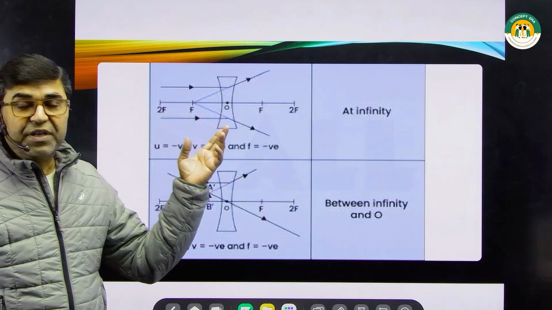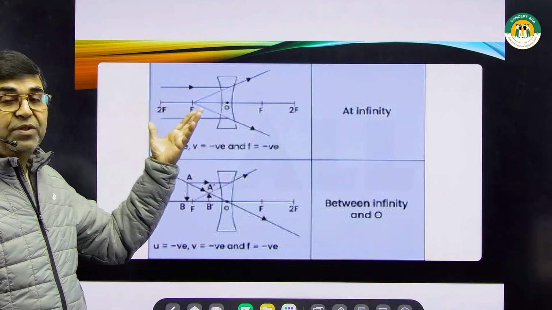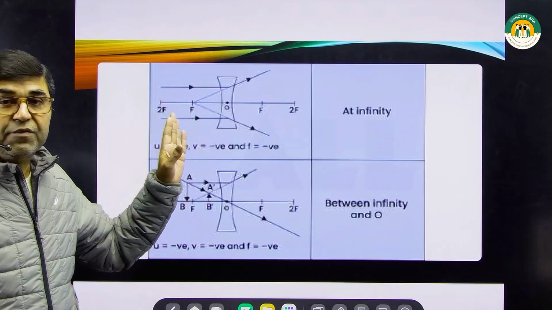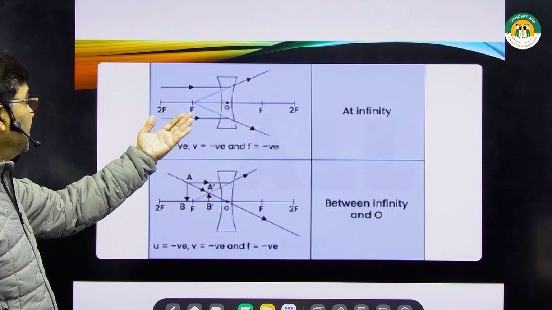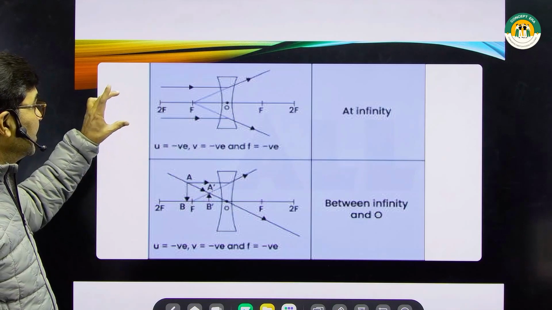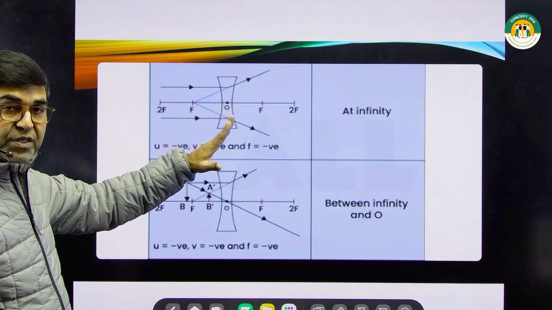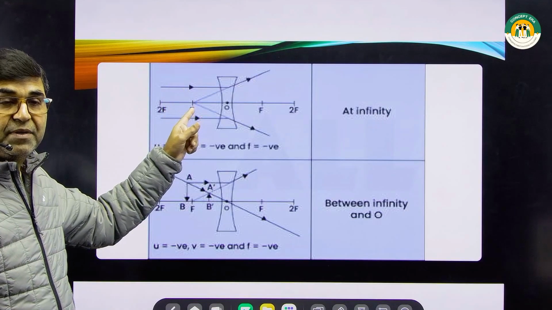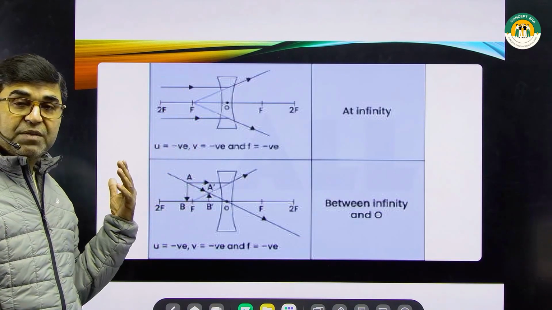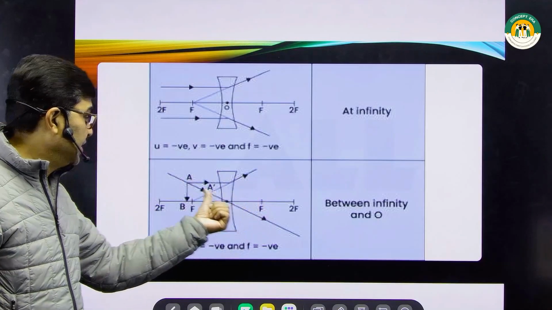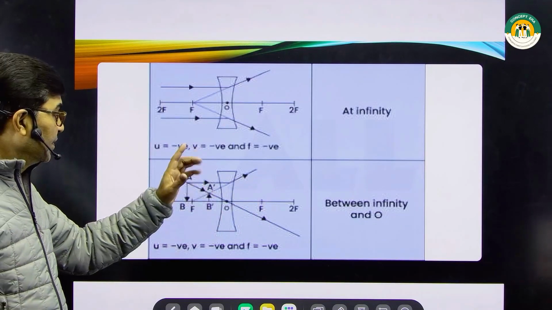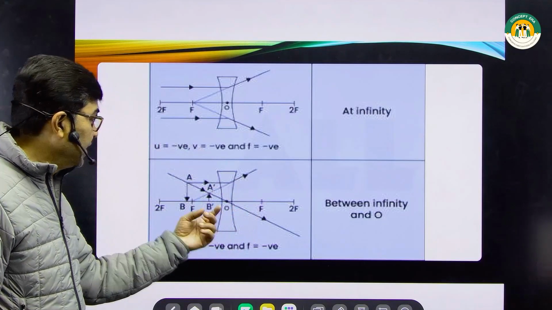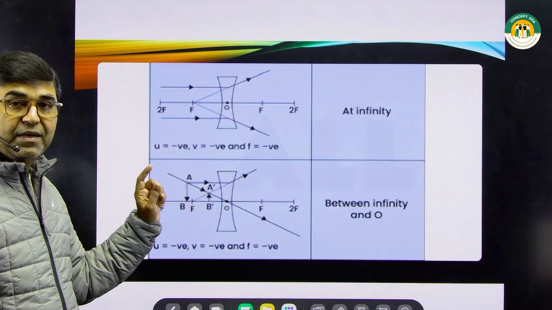Coming to concave lenses. As we know that concave lens is a diverging lens, it will always form virtual and erect image. When the object is placed at infinity, the image will be at the focus on the left side only, and it will be virtual, erect, and highly diminished. If the object moves anywhere between optical center and infinity, the image will be again on the left side, and it will be virtual, erect, and diminished.